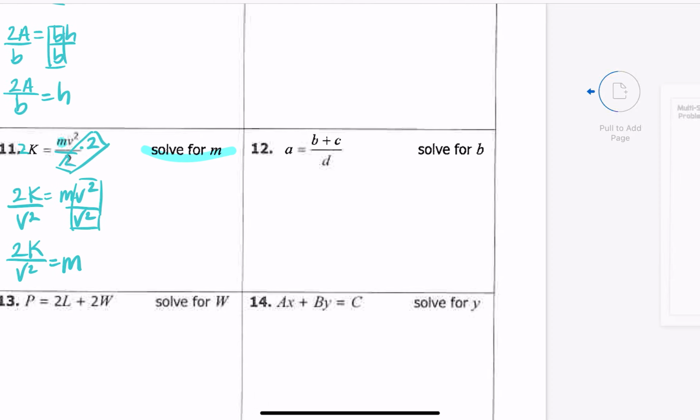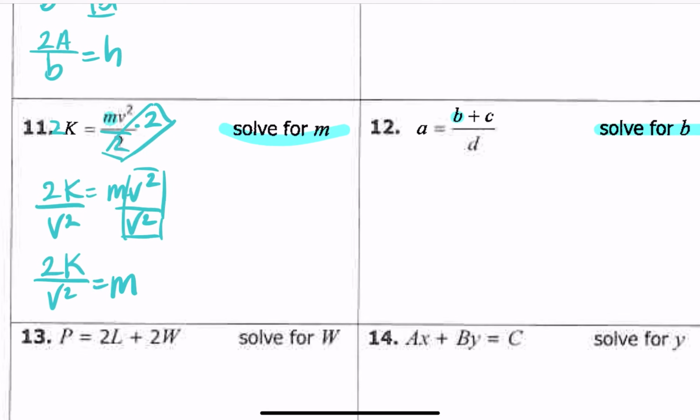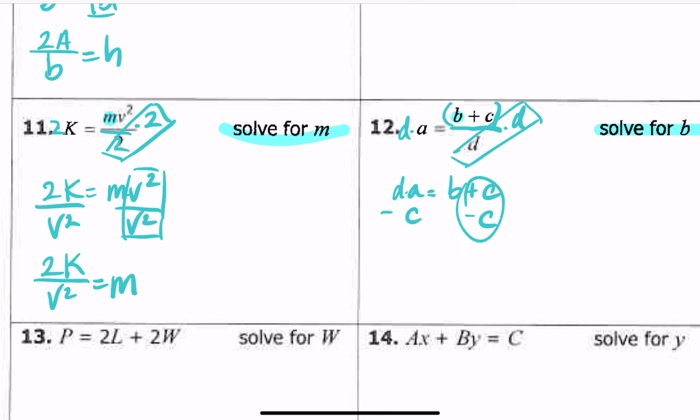Okay, this next one, solve for b. So where's b? It's in the numerator here. So what do I have to do? Normally I would say get rid of the adding first, but because everything's being divided by d, we have to multiply both sides by d. This becomes 1, and I end up with d times a equals, and I don't need the parentheses anymore, b plus c. I'm trying to get b alone, so I have to get rid of this plus c to make it 0. I'm subtracting c from both sides.